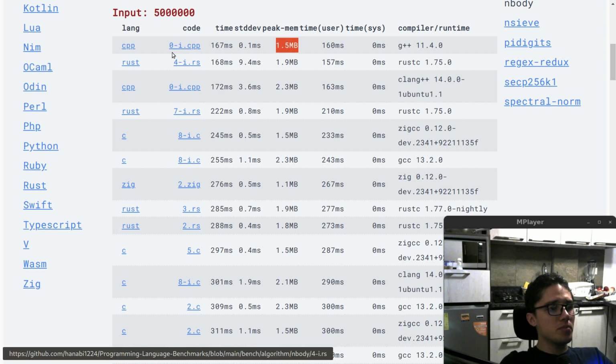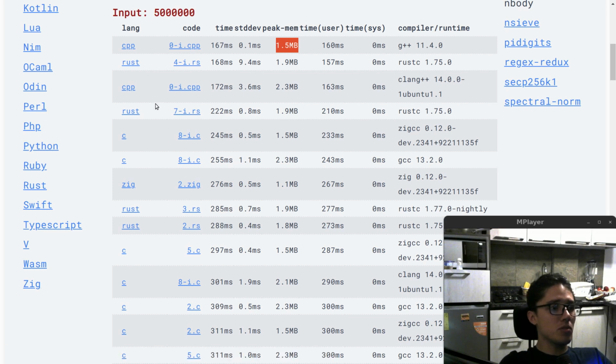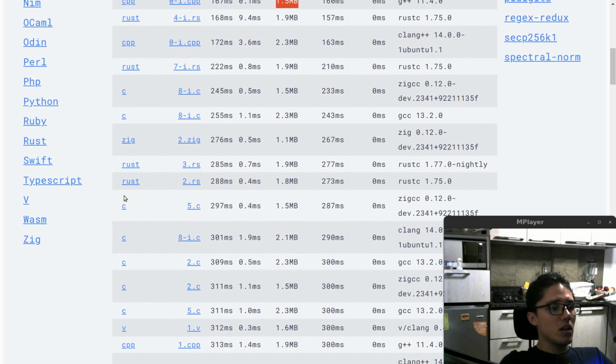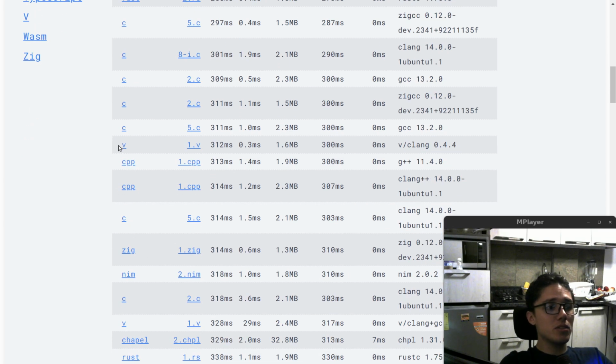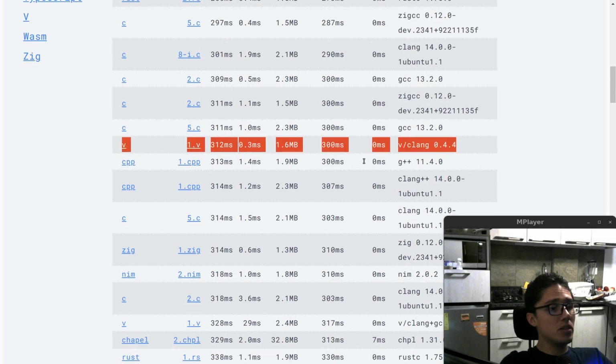So we will care about time and peak memory. Okay, so C++, Rust, C, Zig. Zig is fast, as you can see. Rust, C, B. As you can see, the B language, my favorite language, is here, so not bad. 312, not bad.